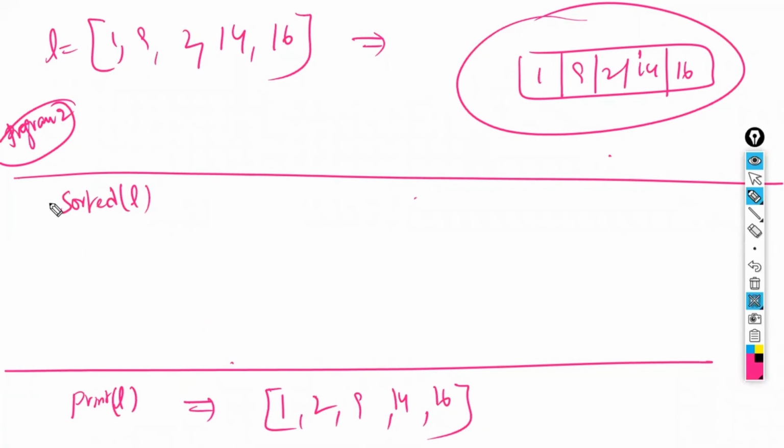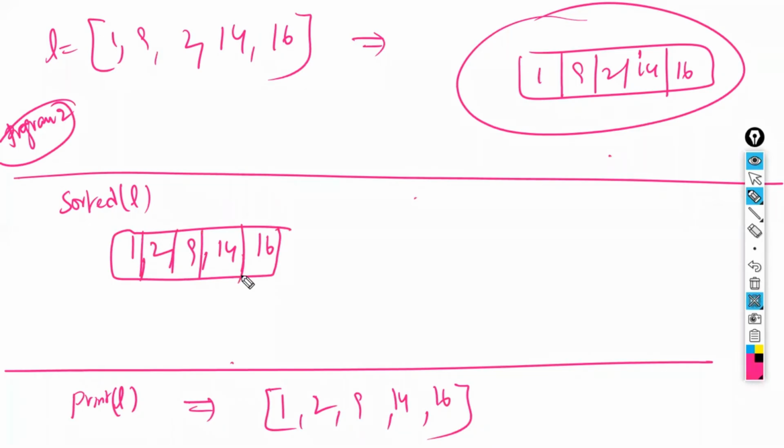Now, what is it going to do? First, again, it is going to sort. Here also, it is going to sort: 1, 2, 9, 14, 16. Sorted, completed. Now, in that program, after sorting, it stored the result in the original L. Here, it will not store in the original L.